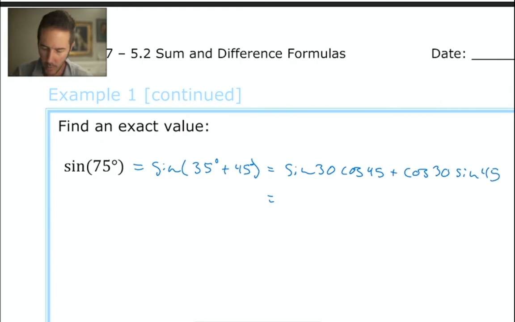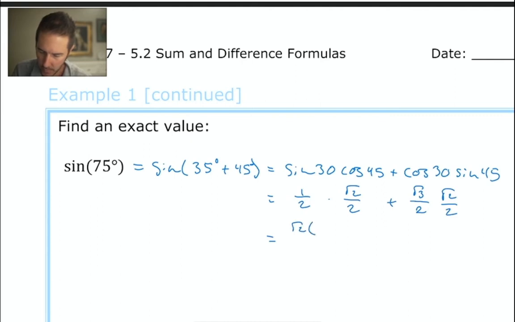Sine of 30 is 1/2. Cosine of 45 is, we just said, root 2 over 2. Cosine of 30 is root 3 over 2. Sine of 45 is root 2 over 2. And we've got this weird situation again where maybe we're supposed to factor out the root 2. Let's do that first this time.